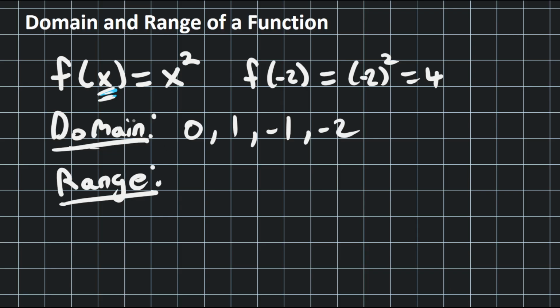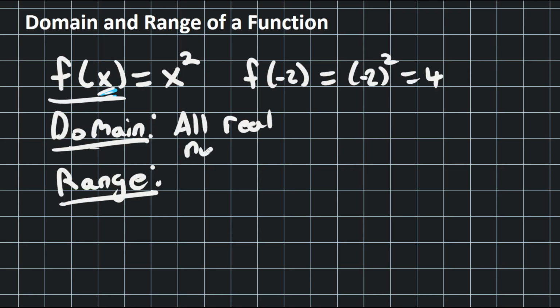So it looks like for the domain, there is no limit. We can put in any real number. Just taking a look at the function x squared, x being any number, we can square any number. There's no limit to what numbers we can square. So that means our domain has all real numbers. The domain of our function, f of x, is all real numbers. It doesn't matter. We can input any real number into f of x.